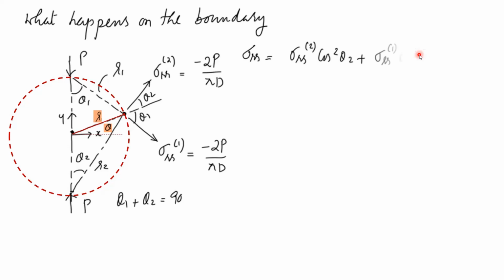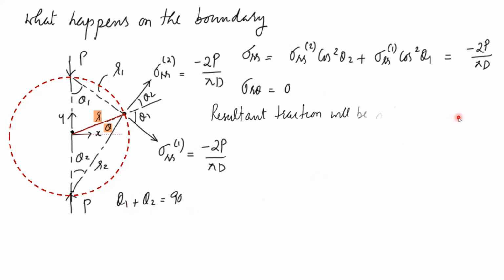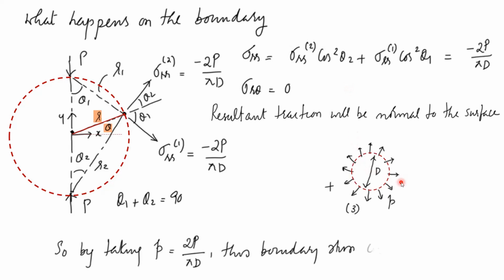If you do that, you will get sigma rr as minus 2P by pi d and sigma r theta as 0. Please keep in mind that theta 1 plus theta 2 is equal to 90. The resultant traction will be normal to the surface. There won't be any r theta component. To nullify this, what we have to do is apply an equal but opposite traction, which is 2P by pi d, acting all over the circumference. And the solution for this problem you already know from the very first lecture on boundary value problems.